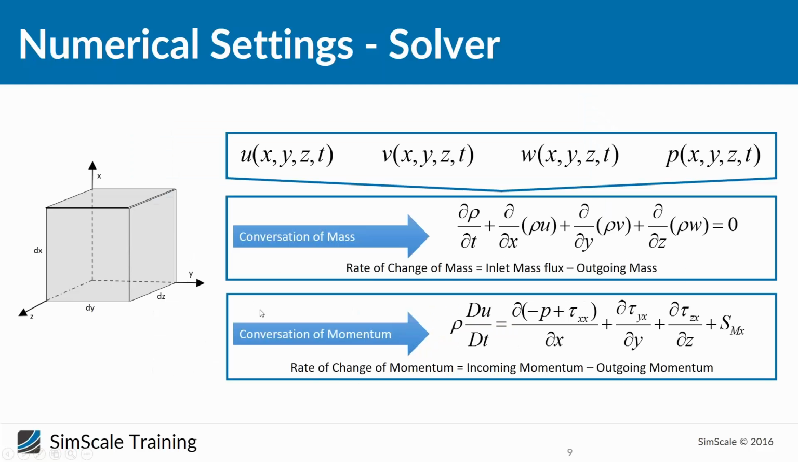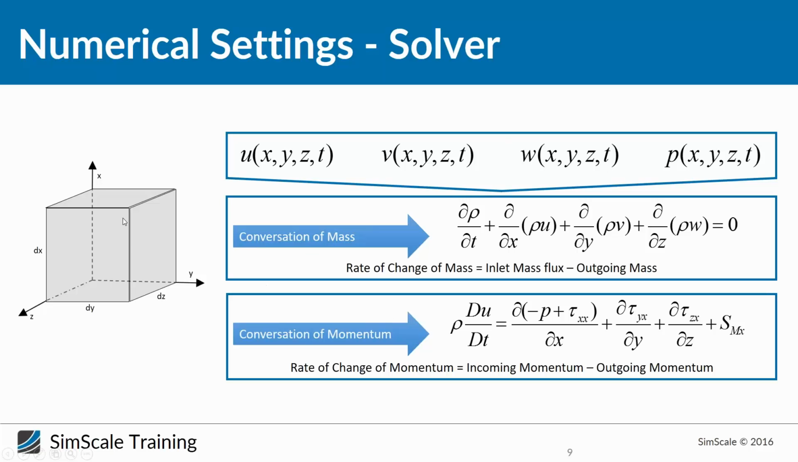Let's take a more detailed look at what is exactly happening here. This is a randomly picked three-dimensional cell, our control volume, which is made of 6 faces. We have 4 equations: 3 equations for U, V, and W, which are the 3 components of velocity, and we have pressure. Everything depends on coordinates and time.